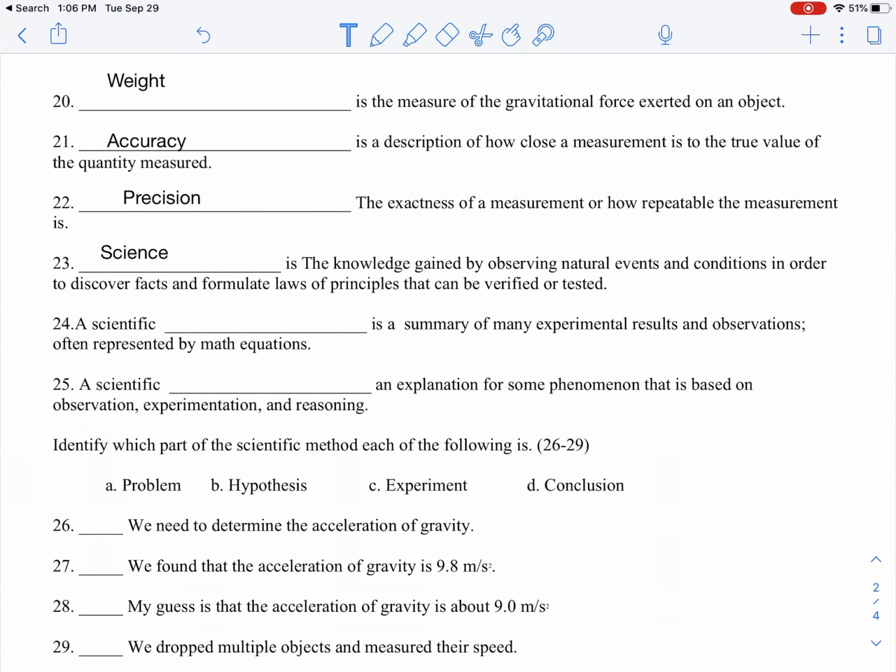Okay. Next, both of these are based on scientific observation, experimentation, and reasoning. Okay. But the difference is explanation or description. So the word that you often see with this one also is description, often represented by math equations. That would be law, and this would be theory.